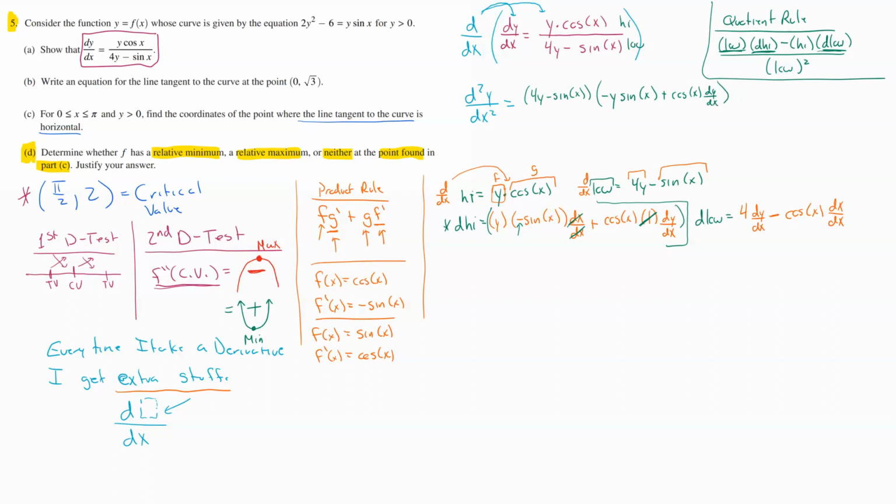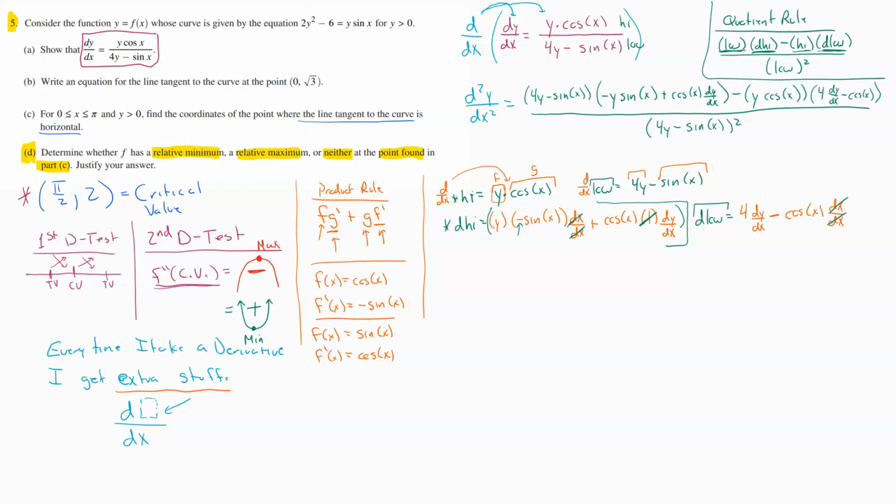Then we're going to do minus, go grab the high piece, which would be y times the cosine of x. And we multiply that by our d low, which would be this piece here. So that's going to be 4 dy dx minus the cosine of x. And then again, we can cancel out dx over dx. And then all of that is over the low squared. So all over 4y minus the sine of x squared.